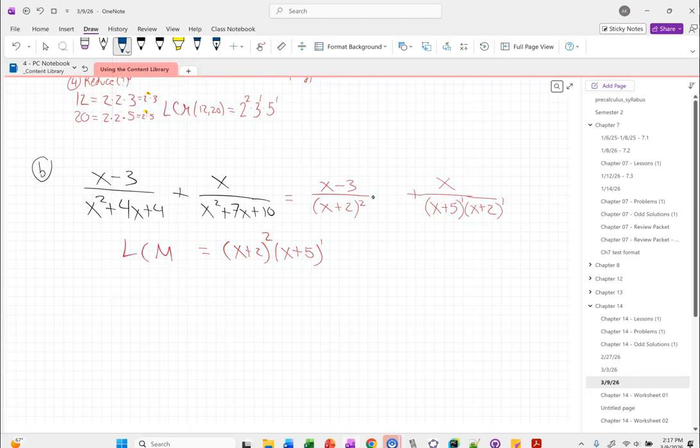All right. So I need to make this fraction have this as the denominator. What's missing from the denominator to turn it into the least common multiple? X plus 5. That's what I'll multiply to the top and bottom. What do I gotta do to this one? X plus 2. Good.